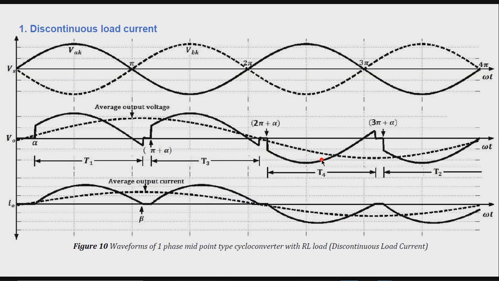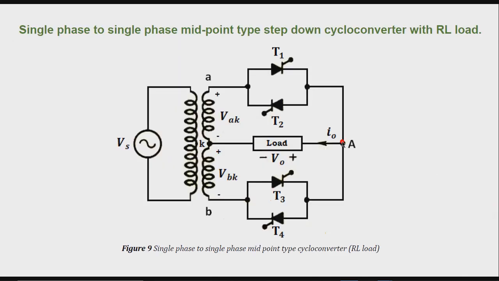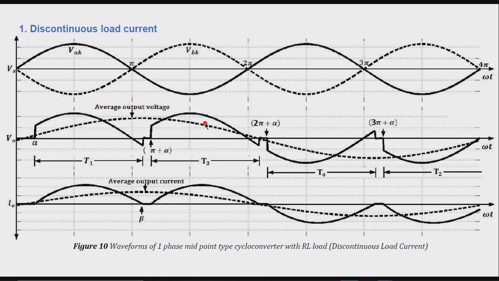T2 is triggered and load current i0 again builds up in the negative direction. So when T2 is conducting, the load current flows in this direction, so load current is negative. Now before T2 is fired, T4 is naturally commutated. Then T2 is commutated at 3 pi plus beta.